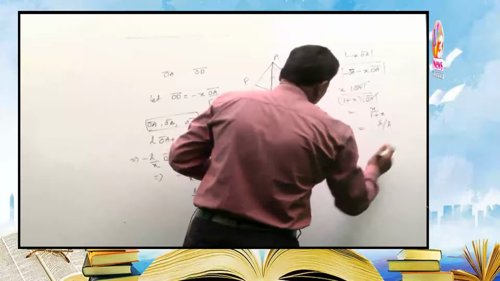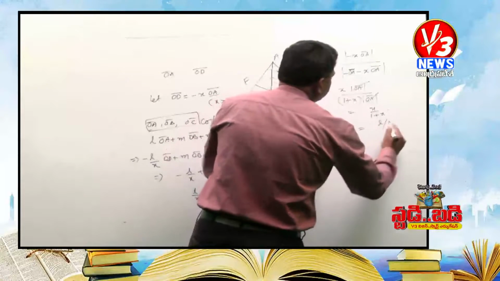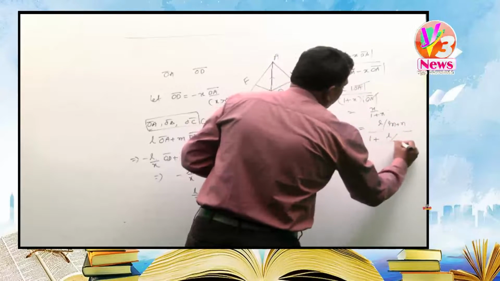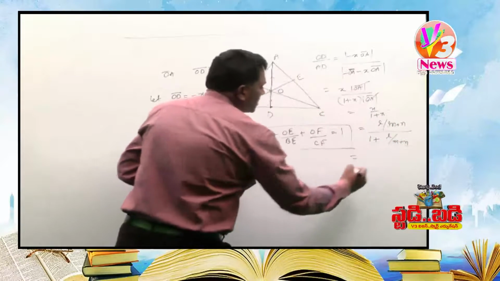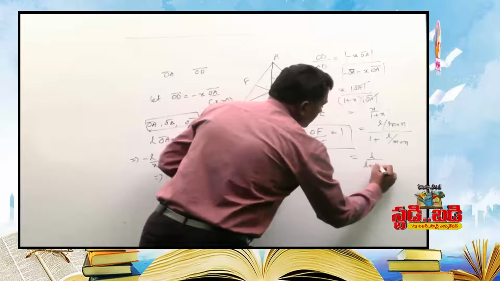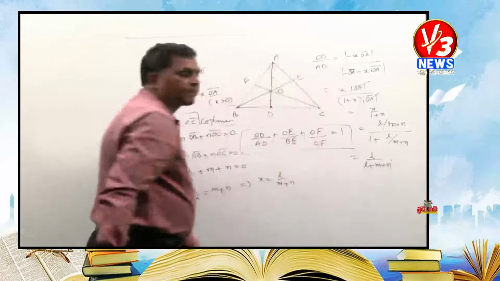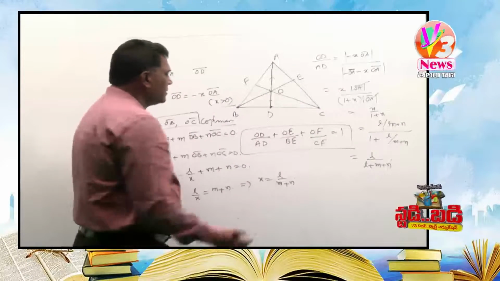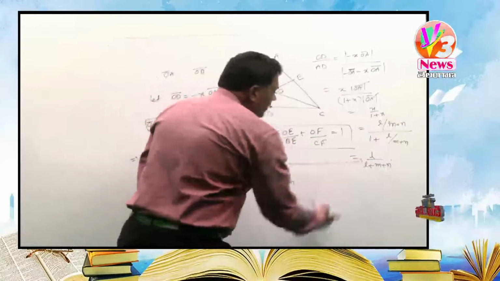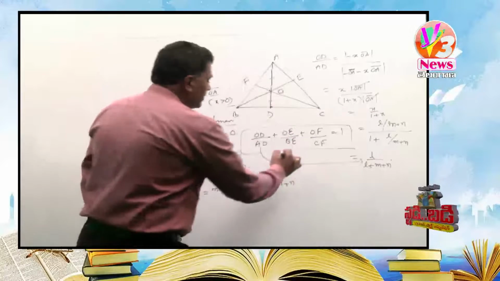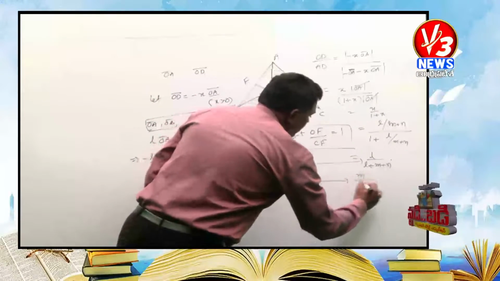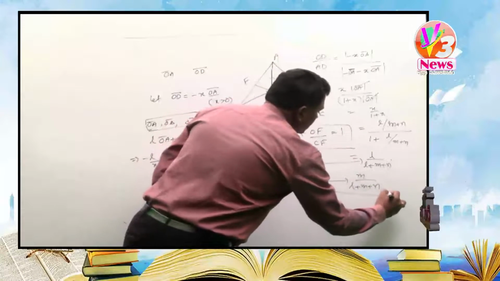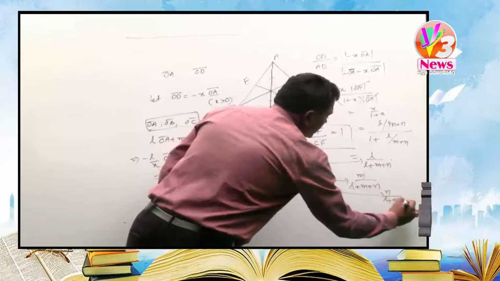L by m plus n divided by 1 plus L by m plus n is equal to L by L plus m plus n. And you can guess very comfortably, if this value is L by L plus m plus n, then this will come as m by L plus m plus n, and this is nothing but n by L plus m plus n.